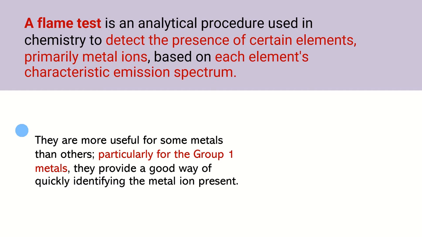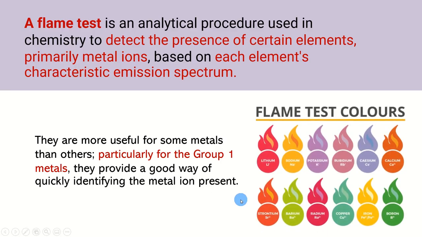The flame tests are most useful for some metals than others. It is very useful for group 1 metals. This flame test provides a good way of quickly identifying the metal ion present. And these are some colors of the metal ion.